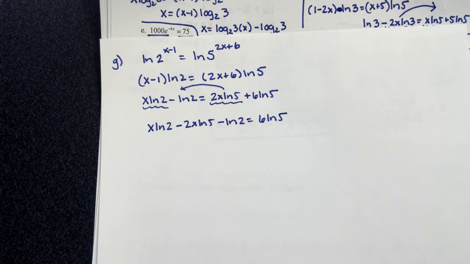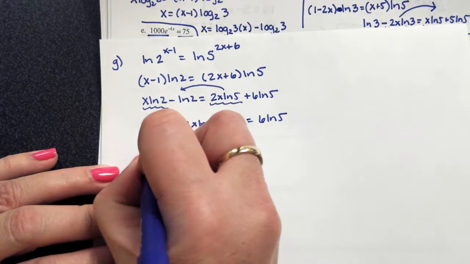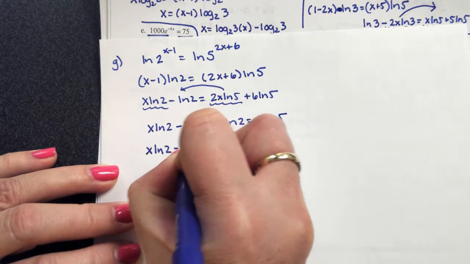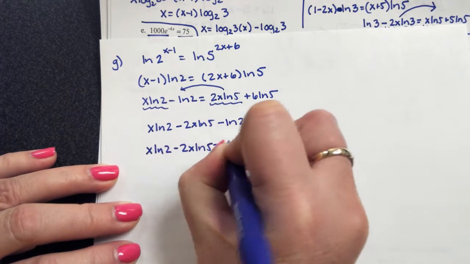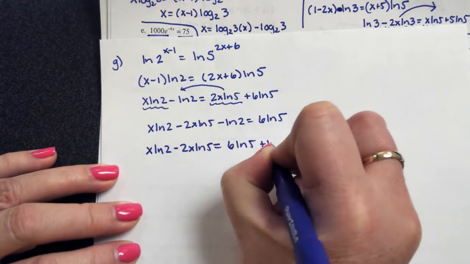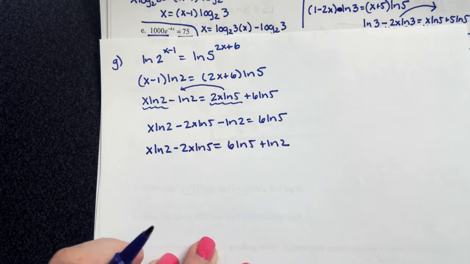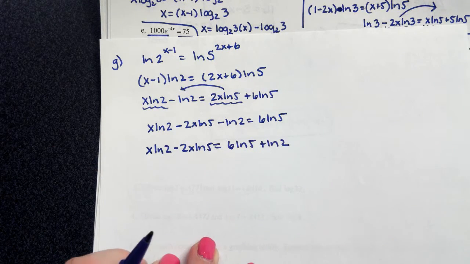Now what? What do you think we should do next? Add ln of 2. So I have x ln of 2 minus 2x ln of 5 is equal to 6 natural log of 5 plus natural log of 2. Remember, you want to make sure you isolate. If you've got an x in more than one term, you want to make sure that you bring everything that has an x on one side and move everything else away from it.